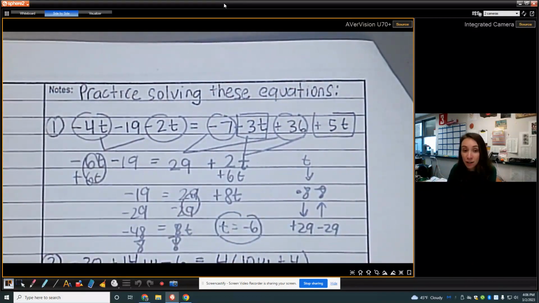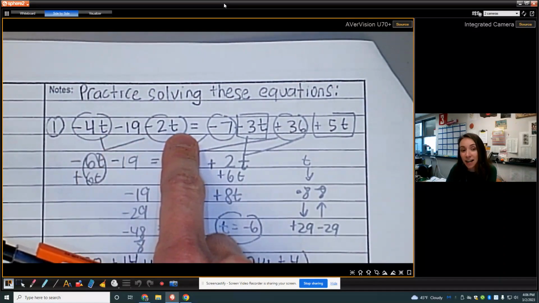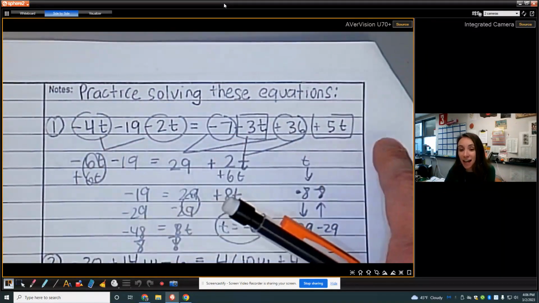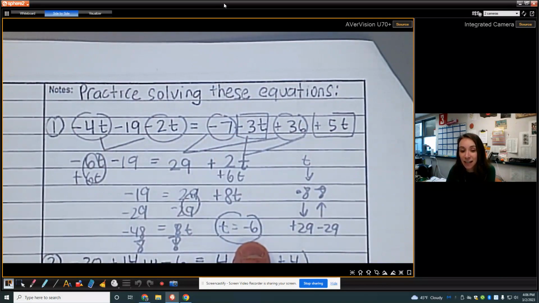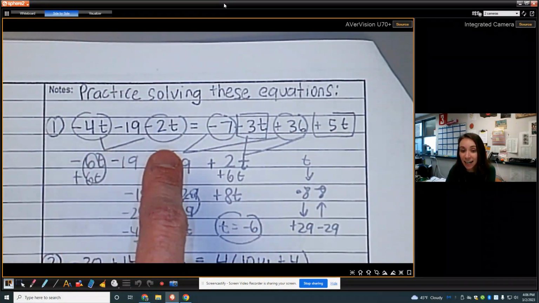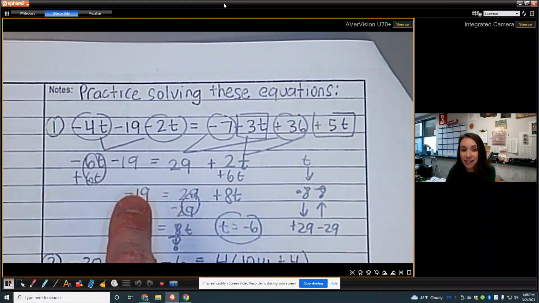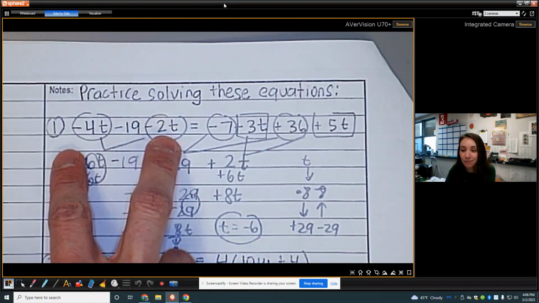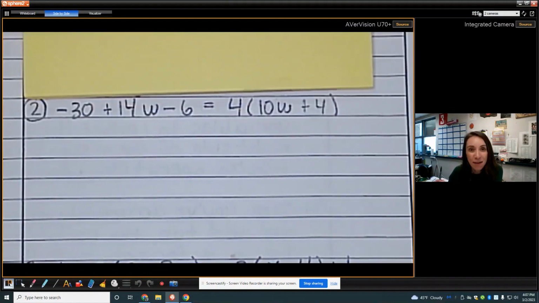So the only solution to make this side of the equation equal to this side of the equation is negative 6. Wherever I see t, I'm going to insert that negative 6, and that makes it to where this side is equal to this side. All right, Math Masters, I want you to pause the video right now and try out number 2 on your own. Then play the video to see how you did.